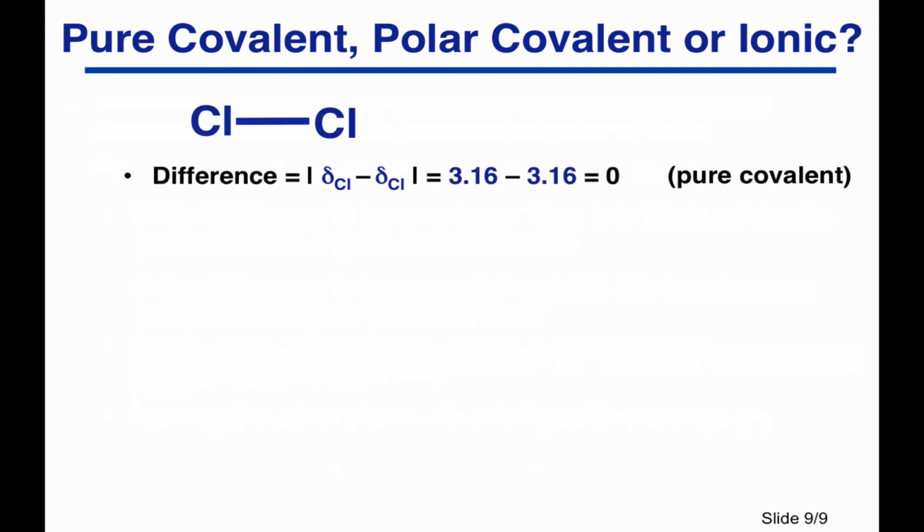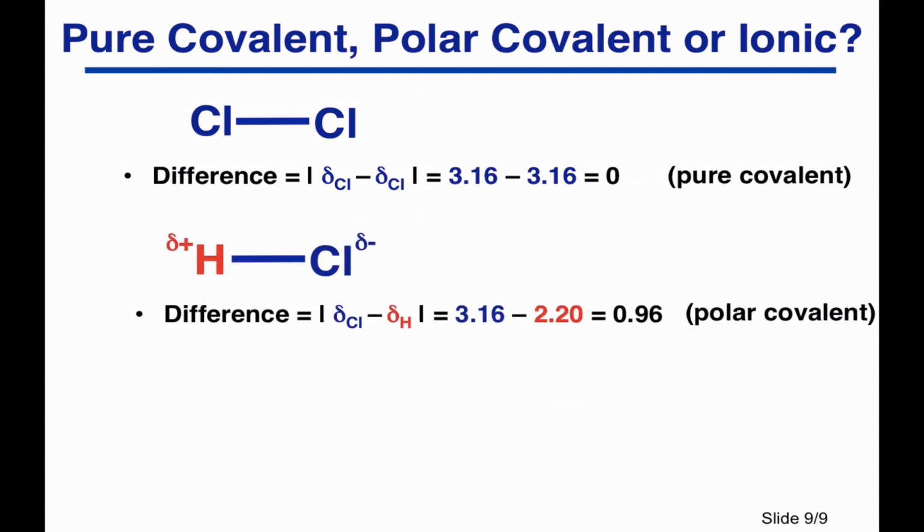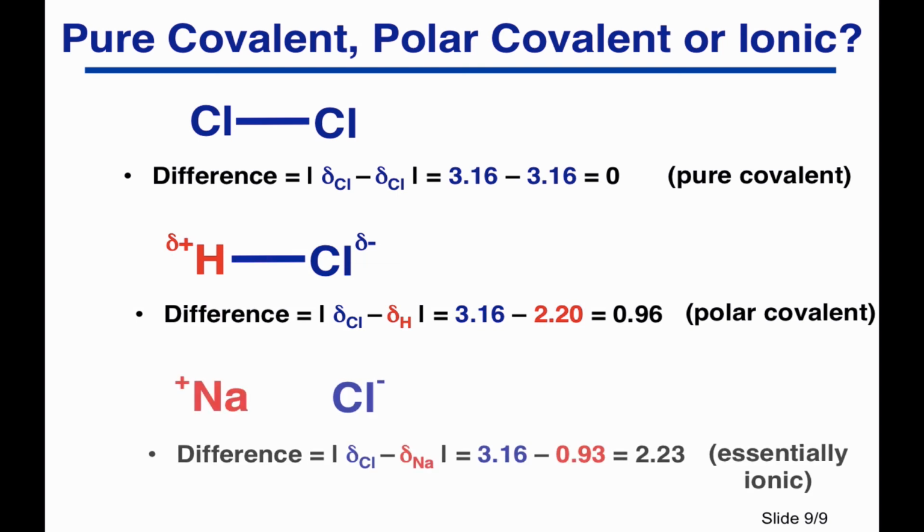So in a chlorine molecule, where the electronegativities at the two ends are the same, the difference is 0 and we have a pure covalent bond. In an HCl molecule, the difference is 0.96, so we have a polar covalent bond with partial charges. And in sodium chloride, we have a difference of over 2, 2.23, and so we have an essentially ionic bond. This is only a prediction and only gives us a gauge, but it's a nice handle on the type of bonding that we might have.